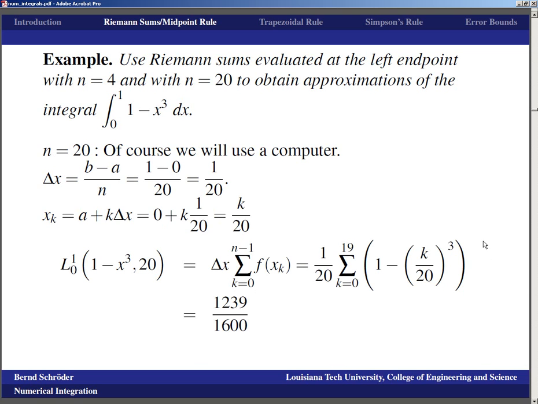And if we stick that in a computer, I wouldn't want to find the exact answer by hand here, but it's 1239 over 1600, which is 0.774375, and so we can see that's a good bit closer to the actual answer, and that's of course what we want in numerical approximations. We want that as we increase our effort, we get a better answer.